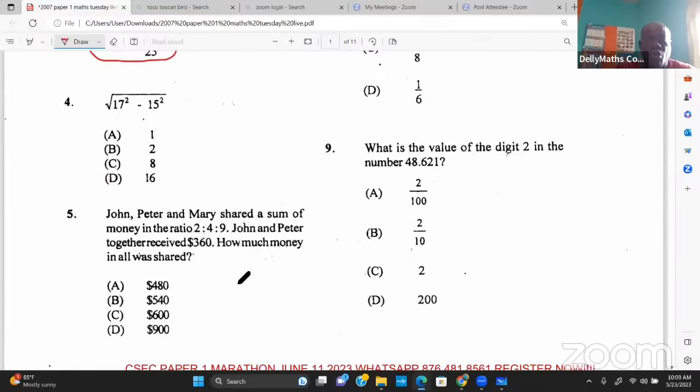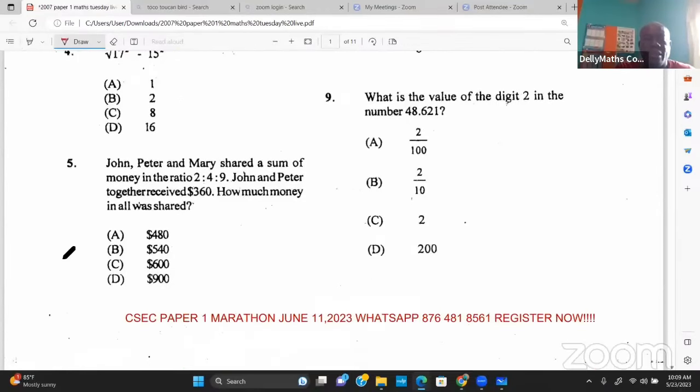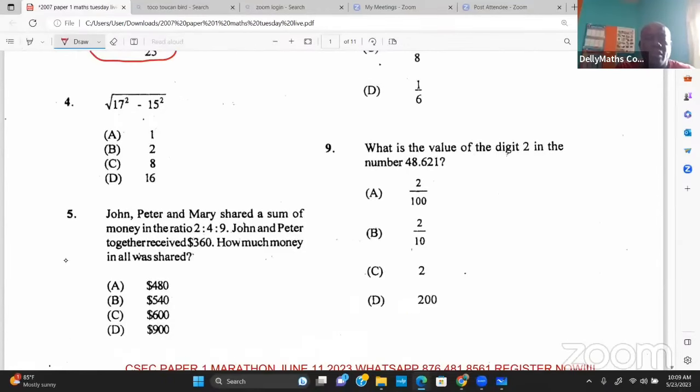All right, let us go to number 4. Take a look at number 4, right? Now, if you look at number 4, it says the square root of 17 squared minus 15 squared. You can go ahead and square the 17 and square the 15 if you want, but I'm not going to approach it like that right now, right? I'm seeing the difference of 2 squares going on there.